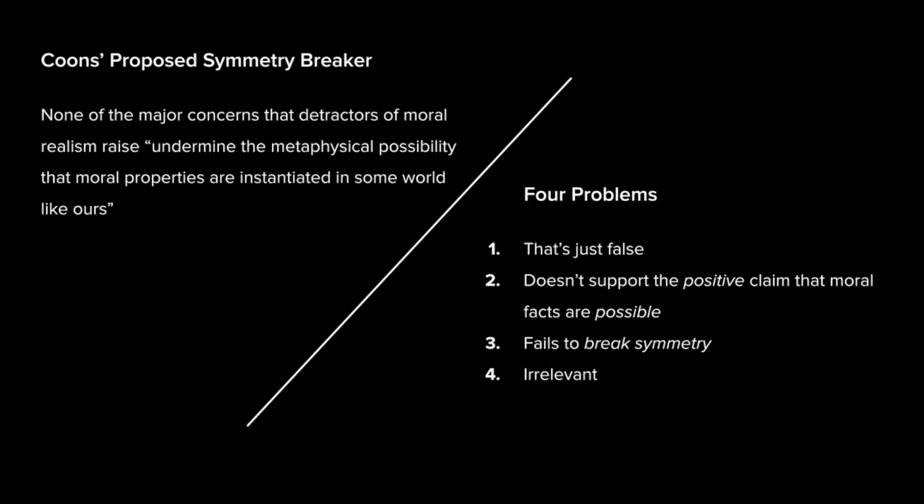The second problem is that even if none of the error theorists' major concerns support the impossibility of moral facts, this doesn't support the positive claim that moral facts are possible in a world like ours. The fact that no arguments support the negation of P is hardly grounds for accepting P. This would only be true if there were some defeasible presumption in favor of P as opposed to its negation. But first, Coons doesn't justify why there's a presumption in favor of the possibility of moral facts. And second, it's not clear why we should accept such a presumption.